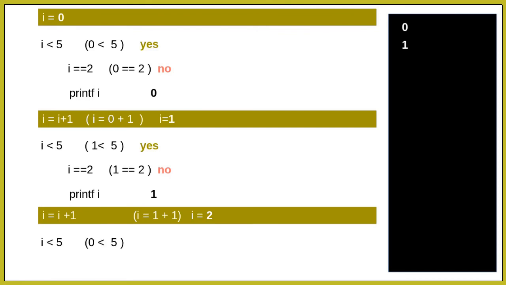It will test if it's less than 5. It is. So it will enter the loop and test if y is equal to the value of 2. It's the case. So it will execute the corresponding statement, which is the break statement. This is why it will exit the loop and will only print the values of 0 and 1.